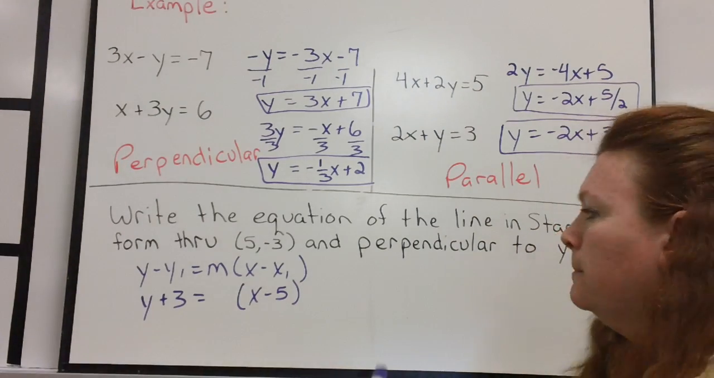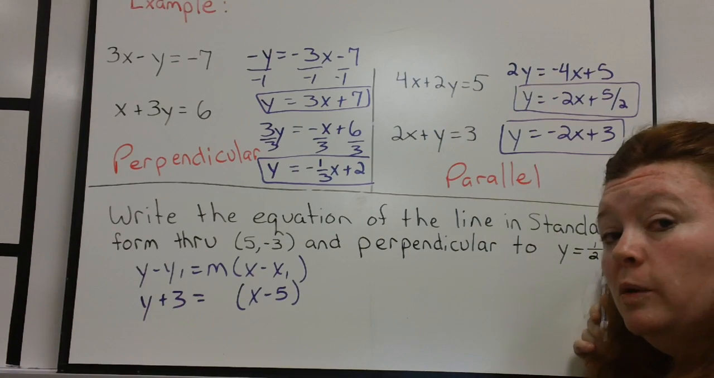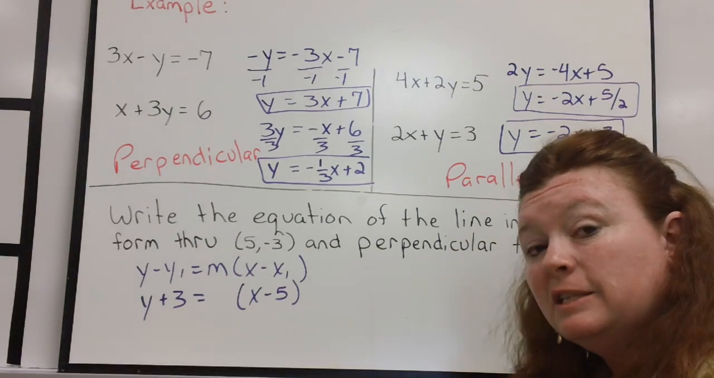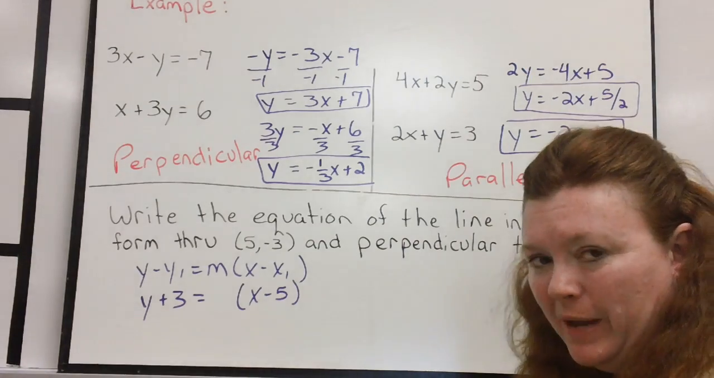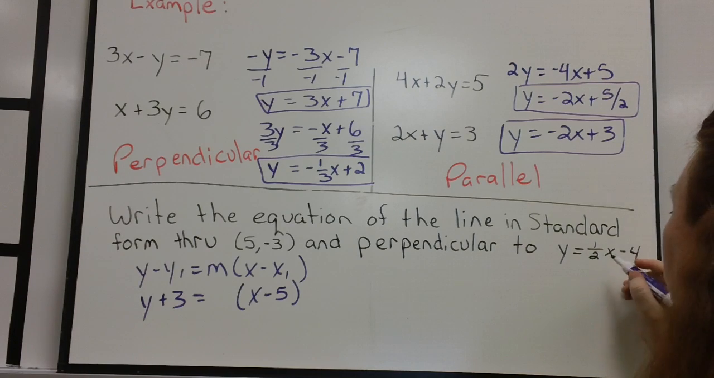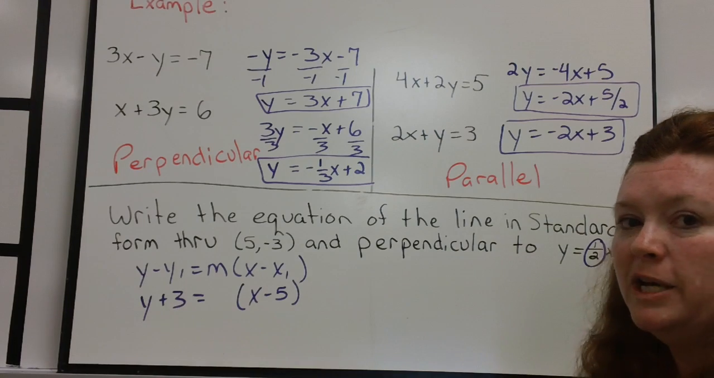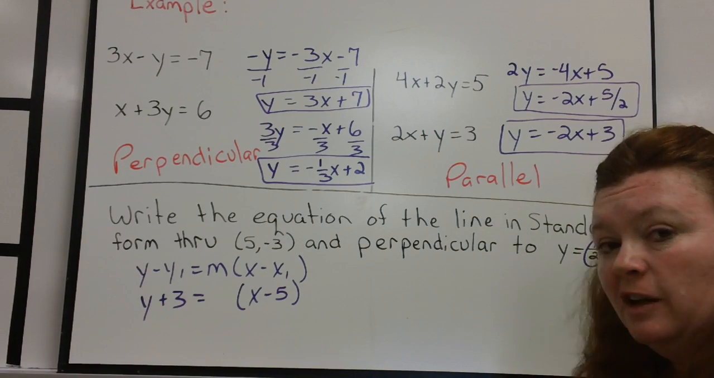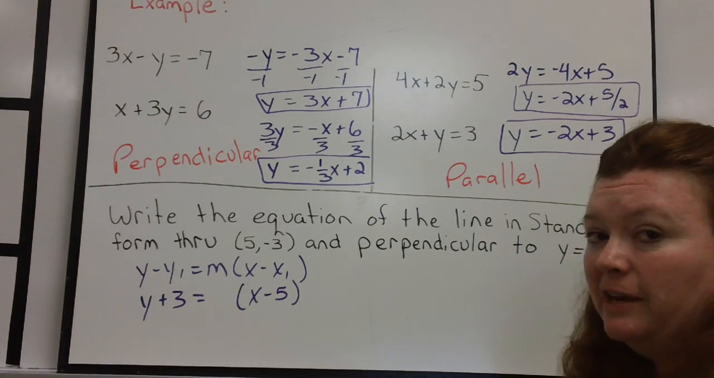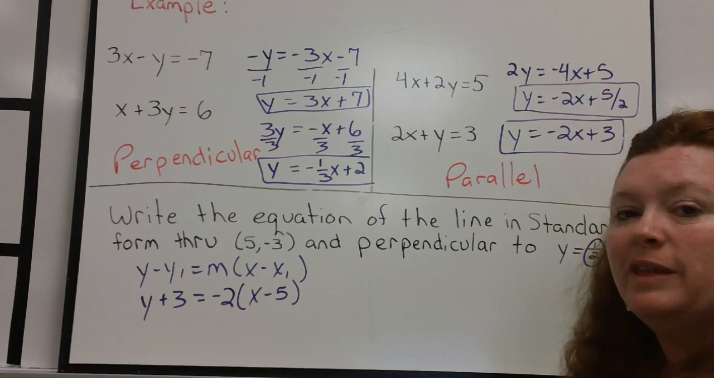So what else do they tell me? It says my line is perpendicular to this equation. Notice I am completely skipping the part that says write it in standard form. Because if you remember, that's not how you start the problem, it's how you end it. So I want perpendicular to this equation. That means I need to take that slope, and I don't want a 1/2 in my equation because they're not parallel. They're perpendicular, which means I want the negative reciprocal of 1/2. And the negative reciprocal of 1/2 is a -2. So I'm going to put in a -2 right there.